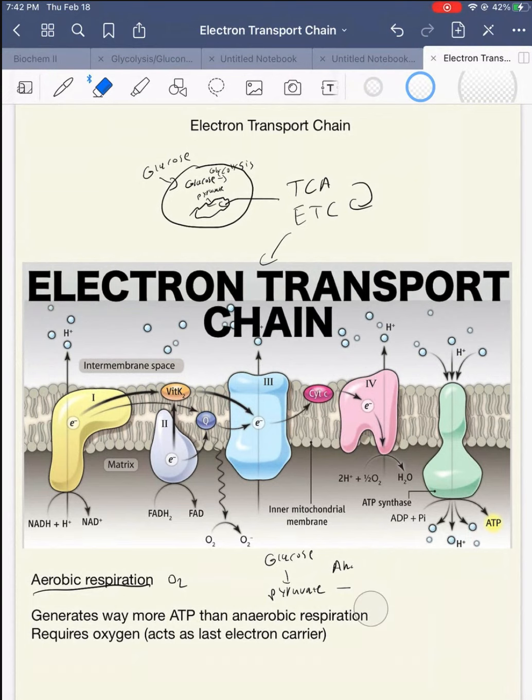It occurs in the mitochondria, like I mentioned earlier, and the reason it was adapted was because it generates way more ATP per glucose molecule than anaerobic respiration. And when we talk about the mechanism of each complex, we'll see that oxygen acts as the last electron carrier, so that's why it requires oxygen. It's called aerobic respiration because it requires oxygen.